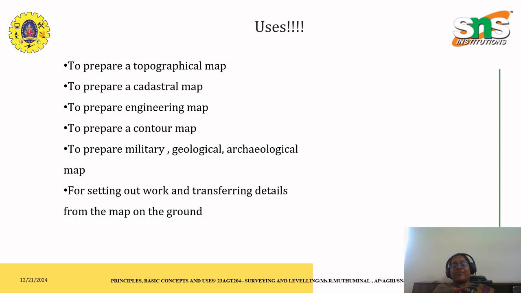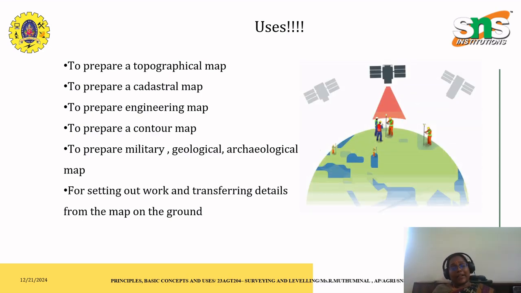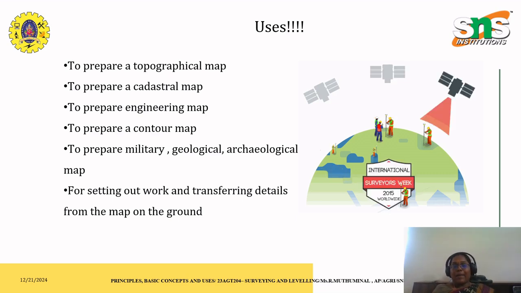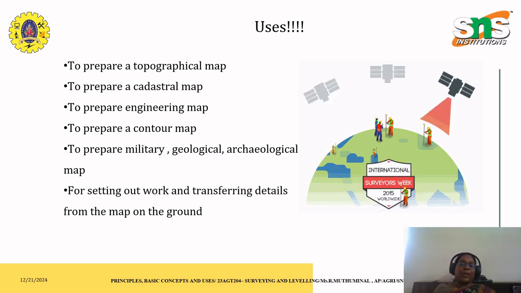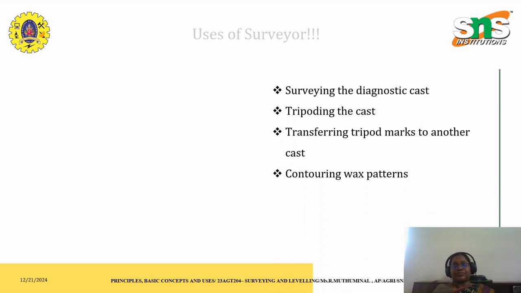Now the uses of surveying. Why are we using surveying? Our main object is to prepare a plan or a map. So obviously it is used for developing a map, to prepare a topographical map, a cadastral map, an engineering map, a contour map, military, geological and archaeological maps, for setting out work, and for transferring the details from the map to the ground.